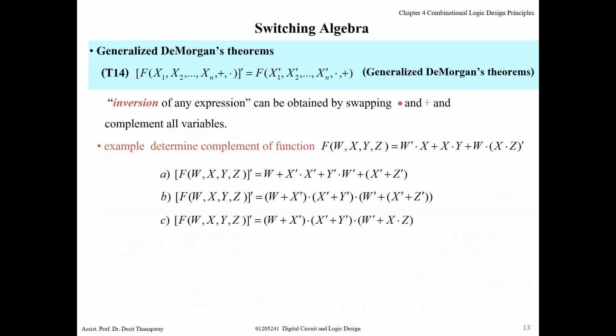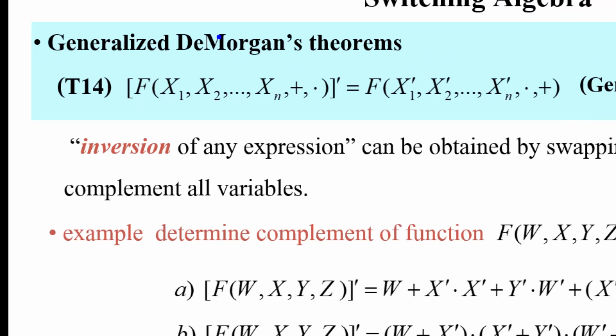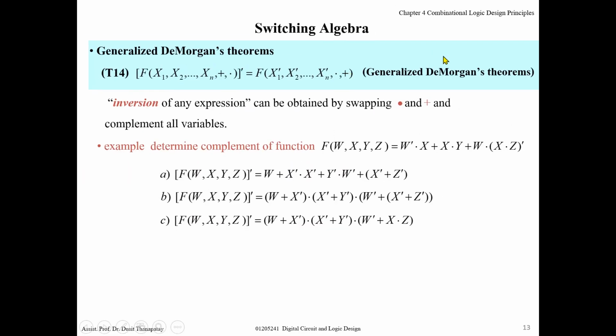The next page shows the generalized theorem again. Namely, for the invert of function f, you can distribute this invert to every variable of the function, and every AND operator gets changed to OR, and every OR operator changes to AND. So this is the generalized De Morgan theorem. That is, swap between AND and OR.